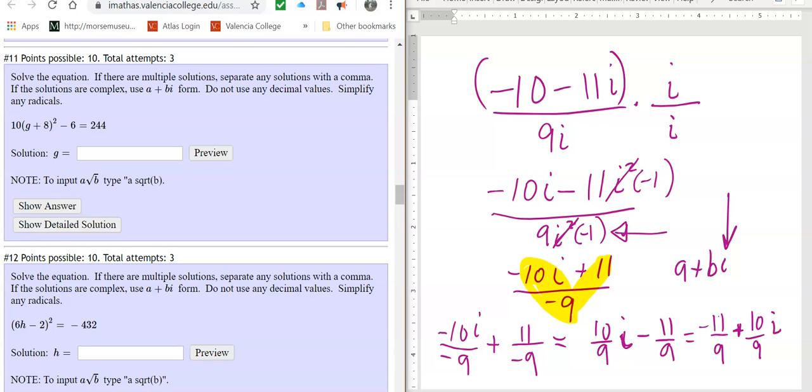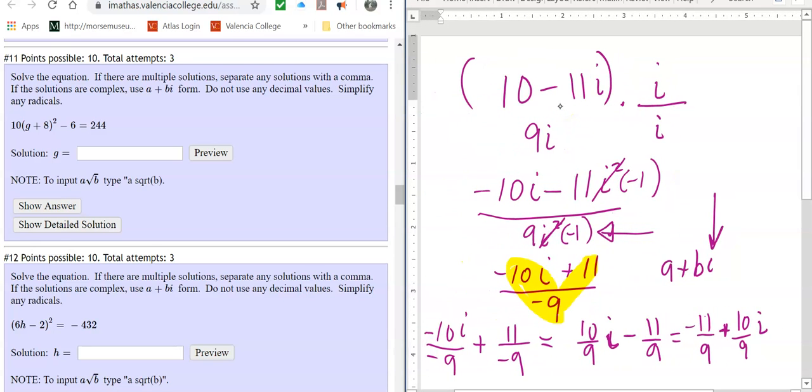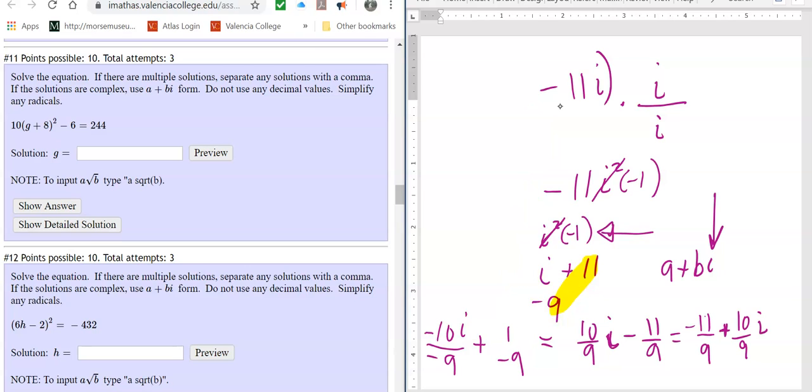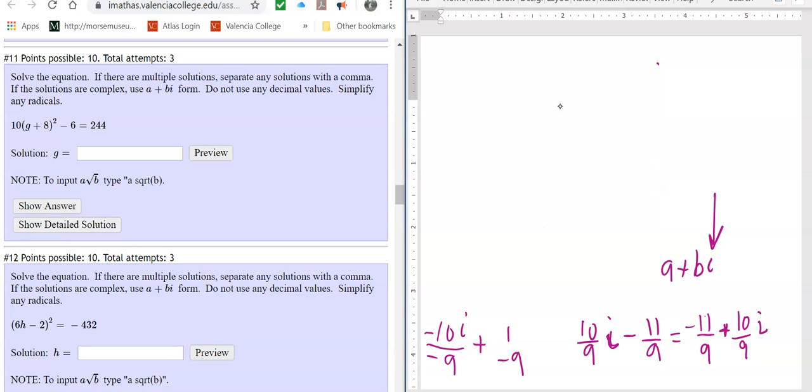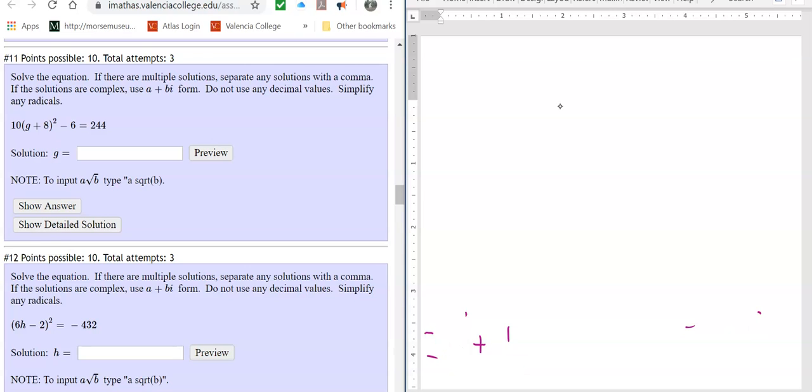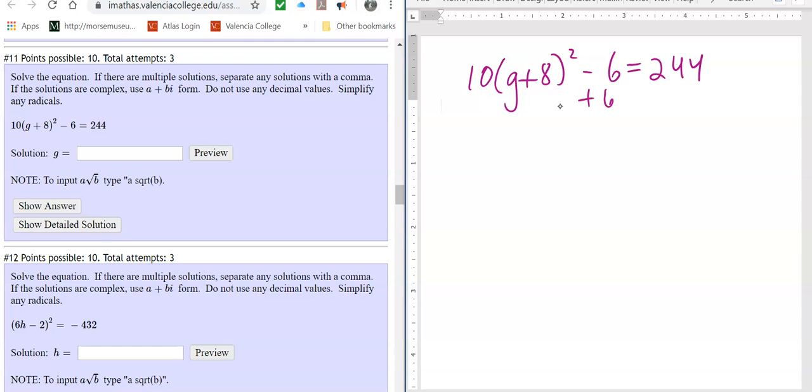Number 11. This time we want to solve a quadratic. And there are many ways you can do this. I'll show you a couple. So this is one that we can solve by using the square root property. That's one that's very easy. The way we know that is because we can get that square alone. So when you want to use the square root property, you get the square expression alone.